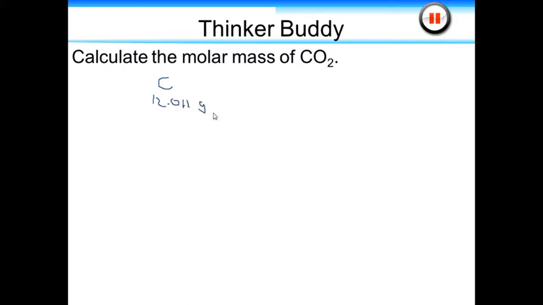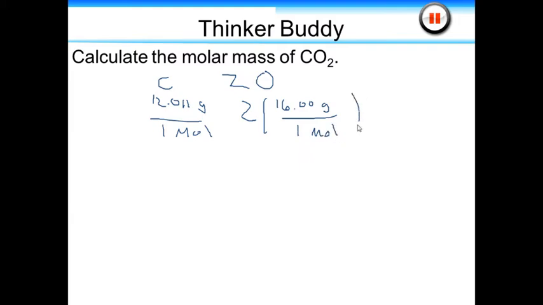So carbon will be around 12.011 grams per 1 mole, although the unit will not be on the periodic table, you should add it. And then we've got 2 oxygen atoms, which are about 16 grams. It may say 15.99 something, but I'm just going to round to 16 grams per mole. Okay, and when we sum these up, we get about 44.01 grams per mole for the molecule of CO2.